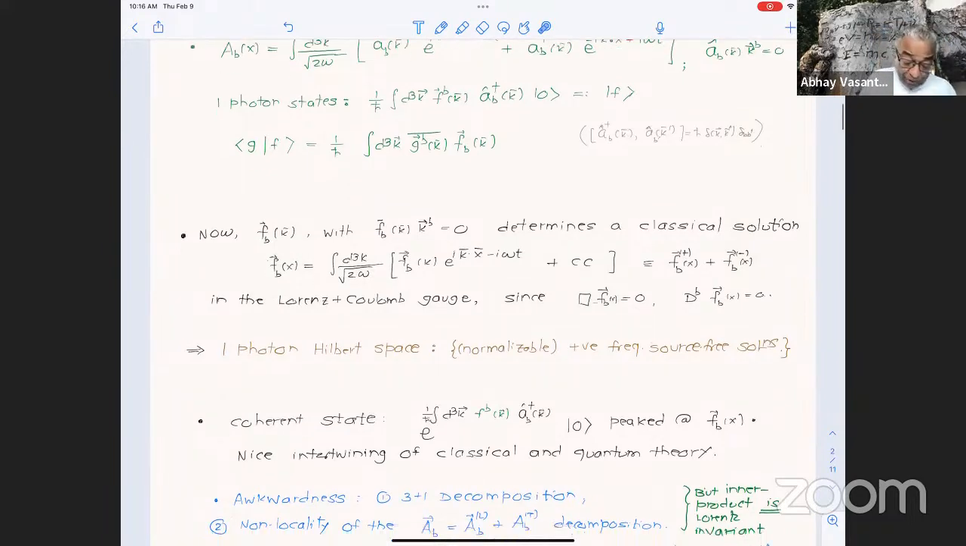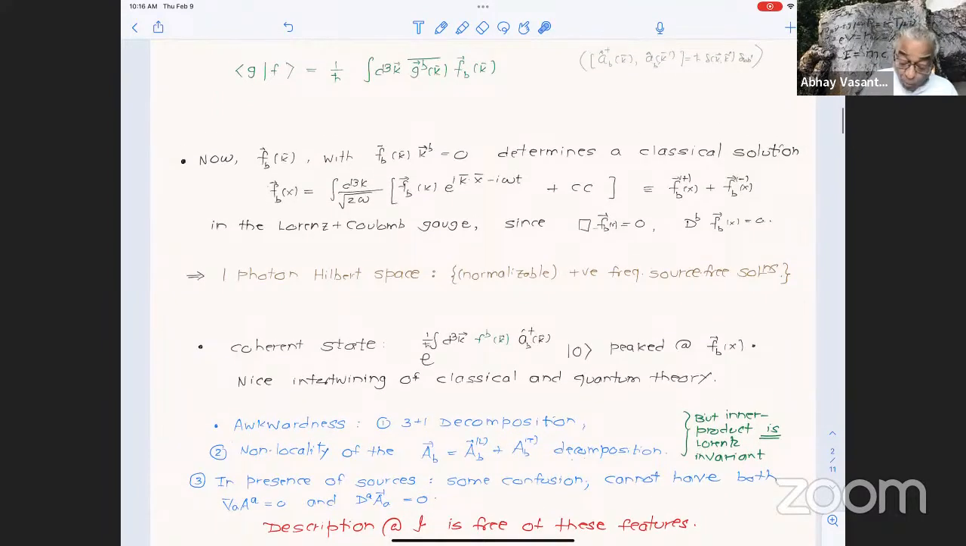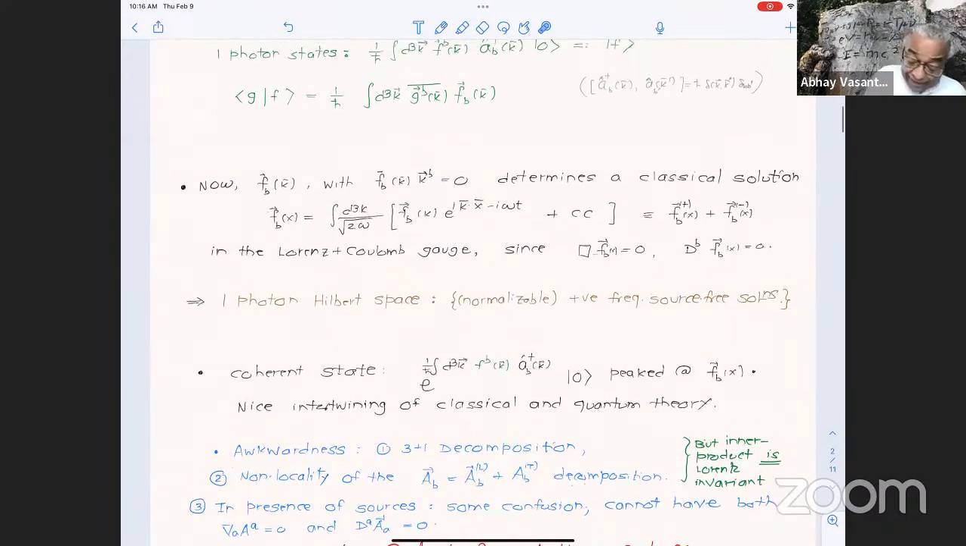Okay, so if I look at the one photon Hilbert space, what is it then? Either I can say that these F_B of k's, or I can say that it is really the solutions up here, which are just homogeneous solutions to Maxwell's equation in space-time. There's a momentum space description. Here is the space-time description. And so the one photon Hilbert space consists of positive frequency solutions of the source-free Maxwell's equation.